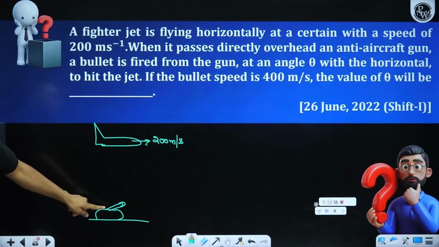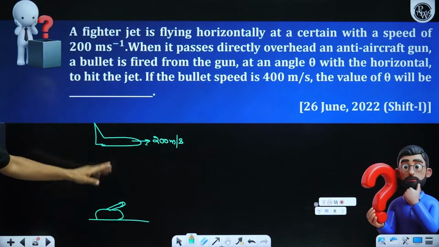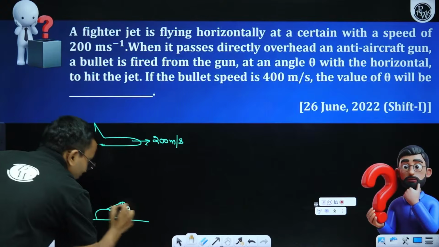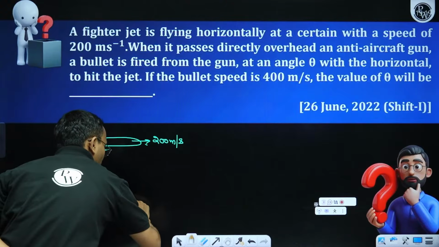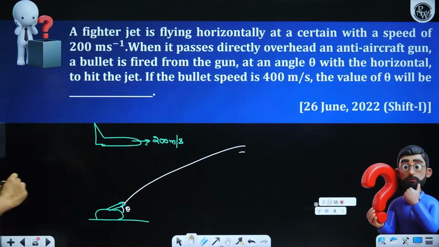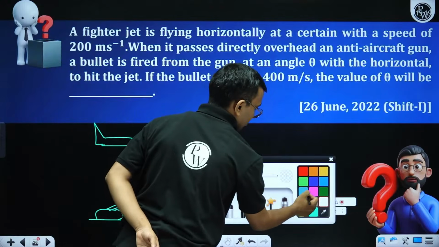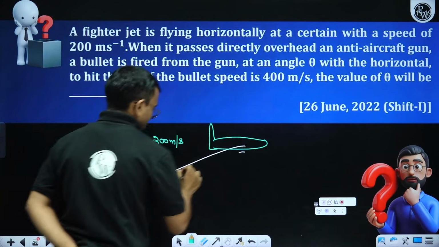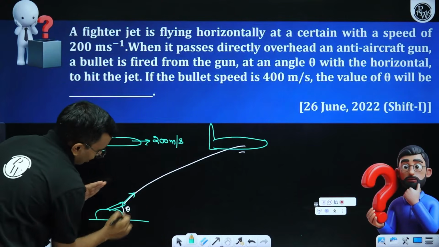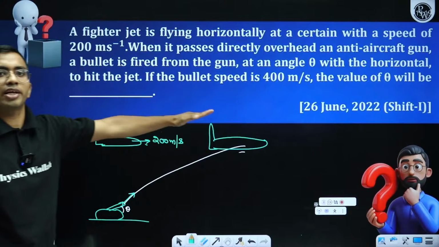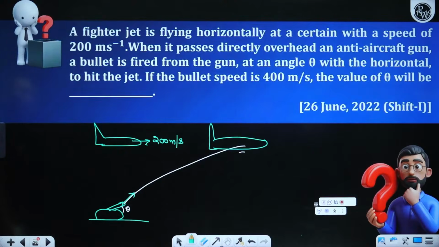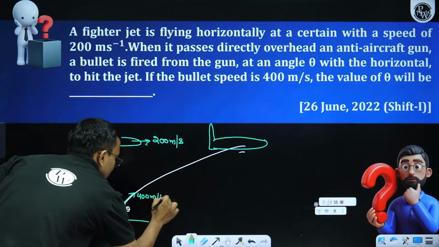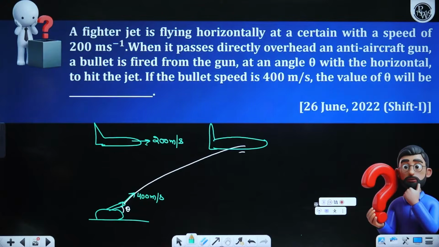A bullet is fired from the gun at an angle theta with the horizontal to hit the jet. So let us take this bullet is fired at an angle theta with the horizontal. This bullet goes like this and hits the jet here, when the jet will reach here. So the bullet from here projected at an angle theta will go and hit the jet exactly like this. If the bullet speed is 400 meter per second, then the value of theta will be, okay.